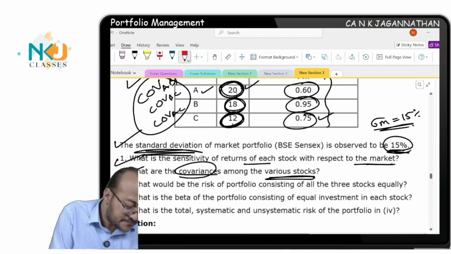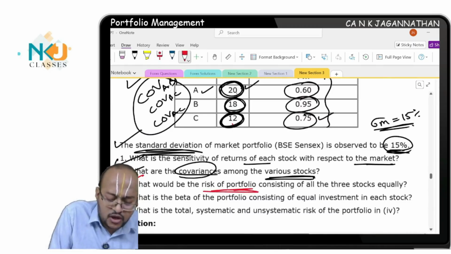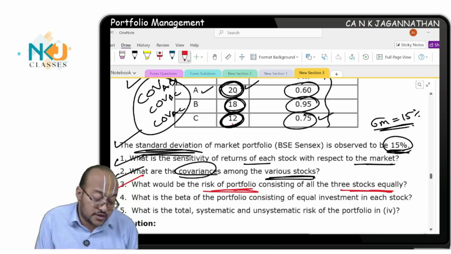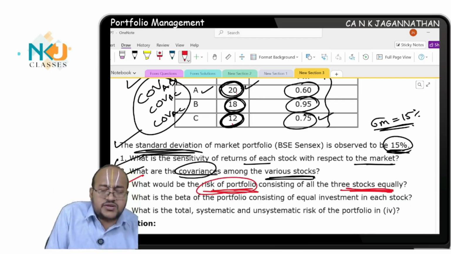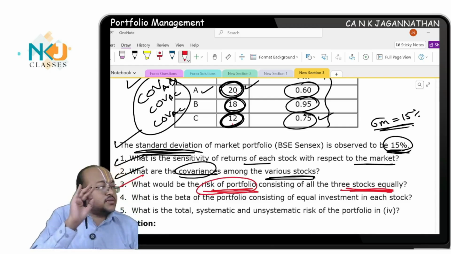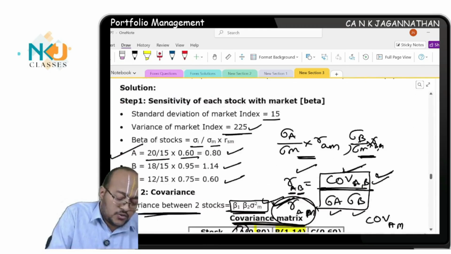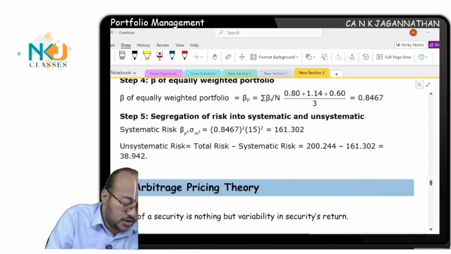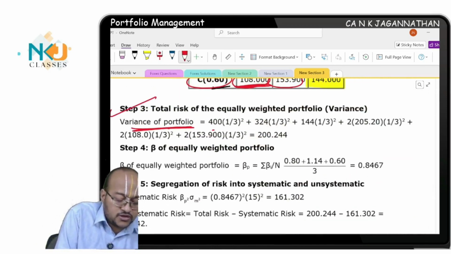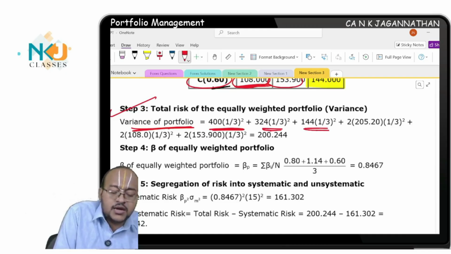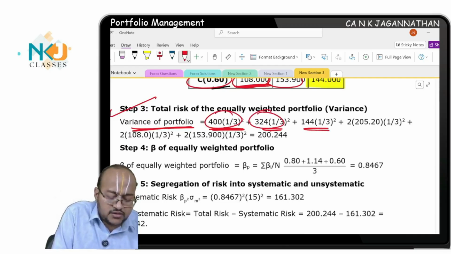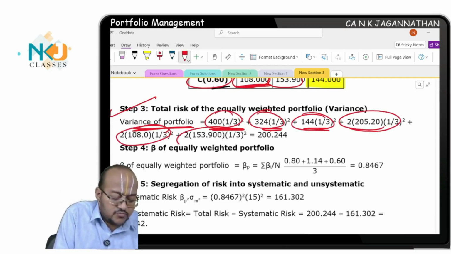Next. What would be the risk of the portfolio consisting of all the three stocks equally? Three security portfolio where the weight is 1 by 3 each. You have to use the big formula which we learned in Markowitz portfolio theory, and find out the variance of the portfolio: 400 into 1 by 3 plus 300 plus 144, 1 by 3 is equal weighted. So there are 3 variance terms and 6 covariance terms, 2 plus 2 plus 2. The total comes to 200.244.